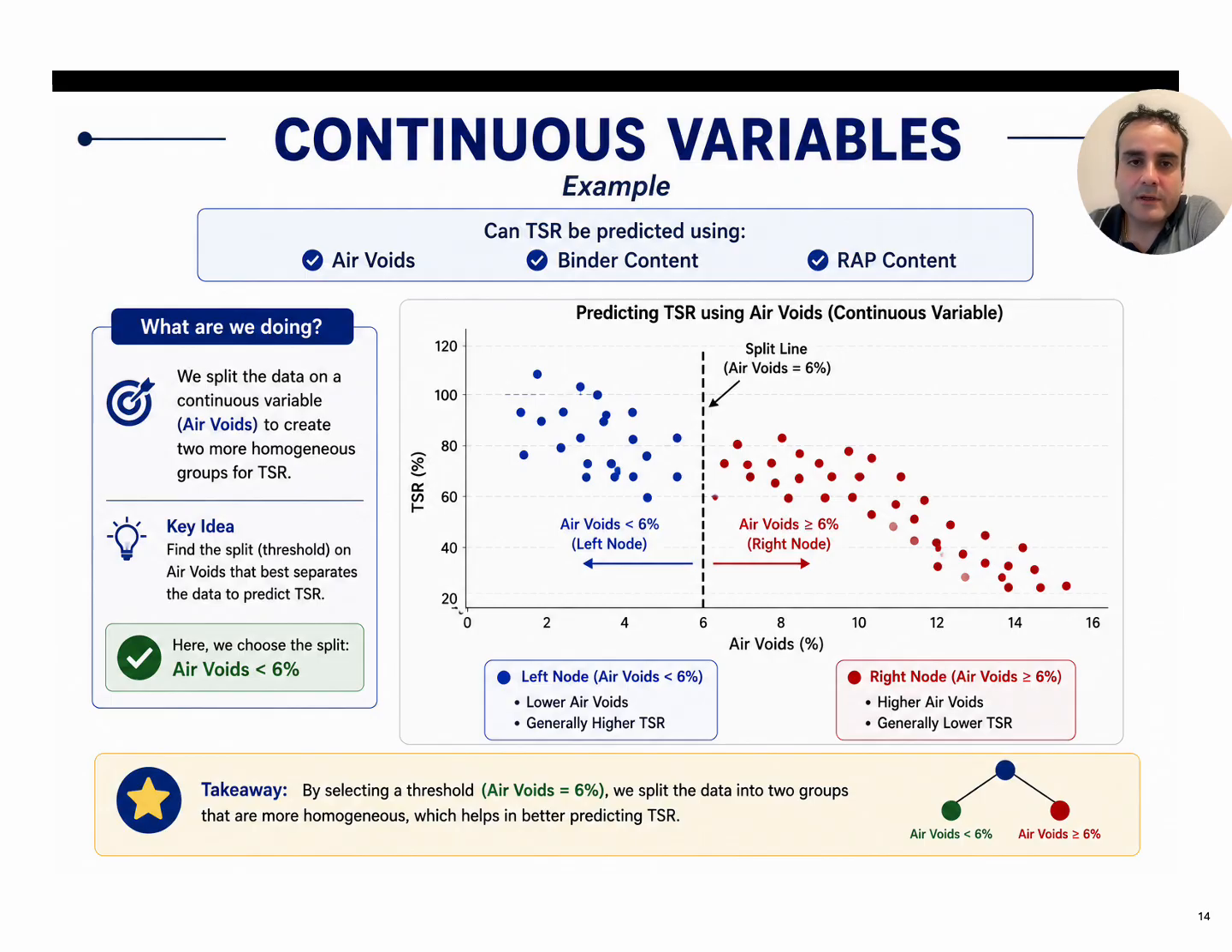Examples of continuous variables in pavement engineering include air voids, binder content, traffic loading, temperature, pavement age, and so on and so forth. The algorithm automatically searches for the threshold that produces the most effective separation.